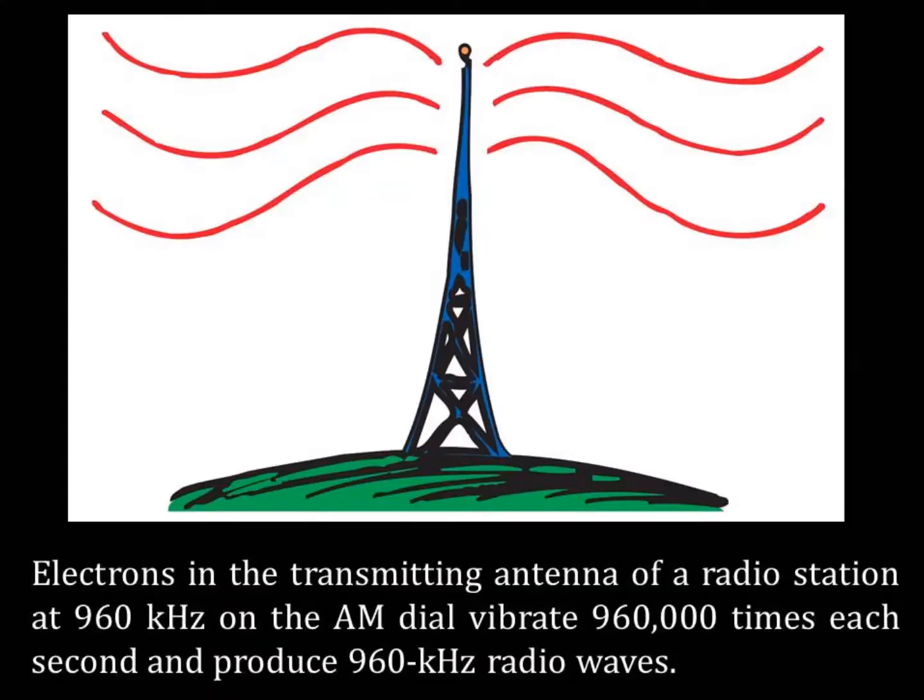Now, waves can be not only sound, but they can also be light. Here it says electrons in the transmitting antenna of a radio station at 960 kilohertz. Now, a hertz is a frequency of one per second. So on the AM, if it's 96 kilohertz, it's 96,000 times each second you have a vibration.